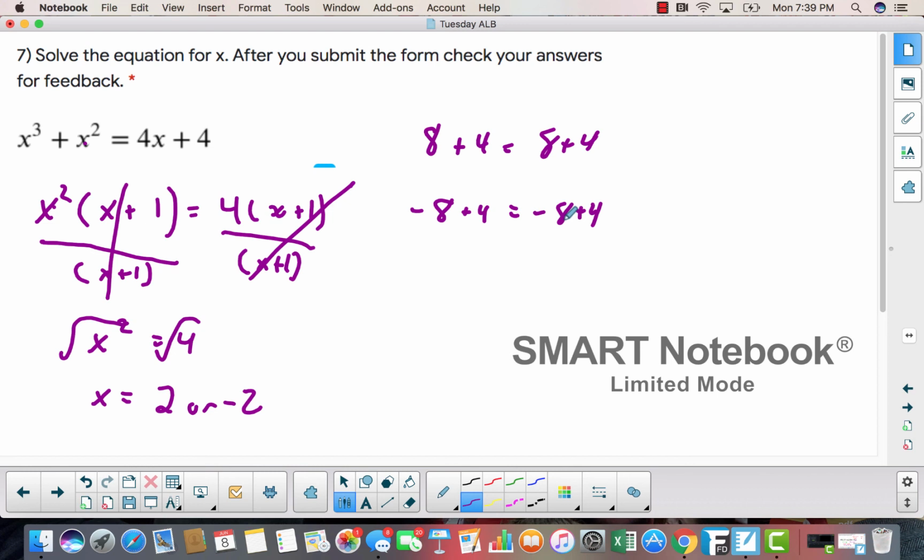Hopefully that helps a little bit. Those are the problems that I'm looking to go over today on the remote check-in.